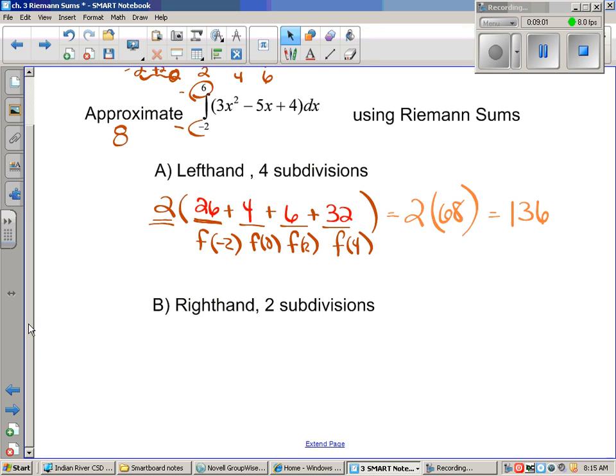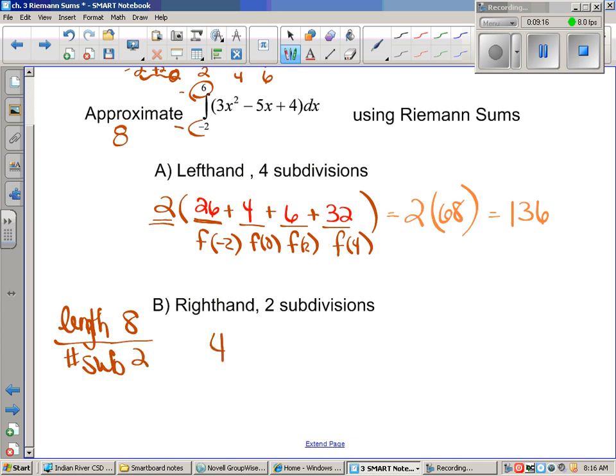Okay, now if I wanted right-hand Riemann sum, but this has 2 subdivisions. So back to the drawing board. We're going to look at the length of the interval, which is 8. I'm going to divide by the number of subdivisions, which is 2. And that means the width of every bar is going to be 4. So if I'm looking from negative 2 to 6, and I'm splitting it into 2 subdivisions, that means this bar is worth 4, and so is this one. So negative 2 plus 4 is 2, and then 2 plus 4, of course, lands at 6.